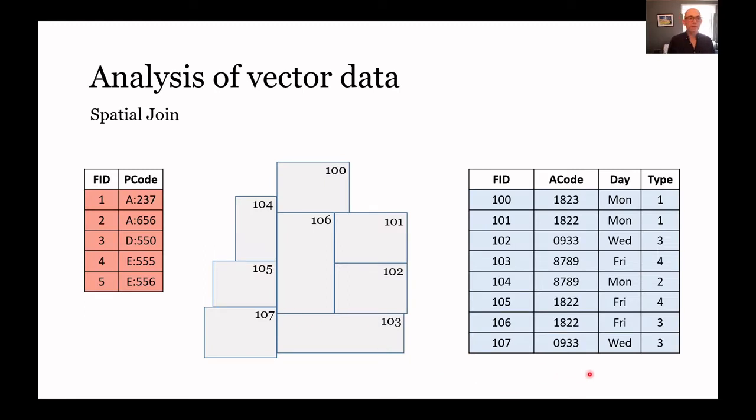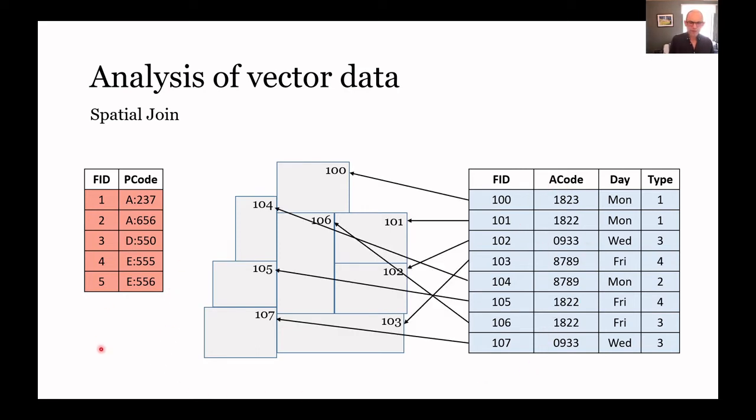So let's continue with our analysis of vector data. We've looked at this before in the vector lecture, but let's just run over it once again. The spatial join. So we have a table of data here, vector data here, and a table of vector data there. And each row in this table connects to a spatial object here, in this case polygons.